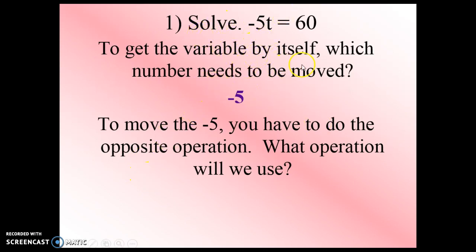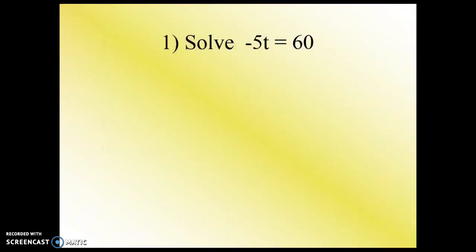Now looking at negative 5t. Negative 5t is a multiplication operation. Negative 5t is the same as saying negative 5 times t. When a regular number and a variable are side by side, that is a multiplication operation. That's the only way these two can combine or end up beside each other. So now knowing that negative 5t is a multiplication operation, what's the opposite of multiplication? Division.